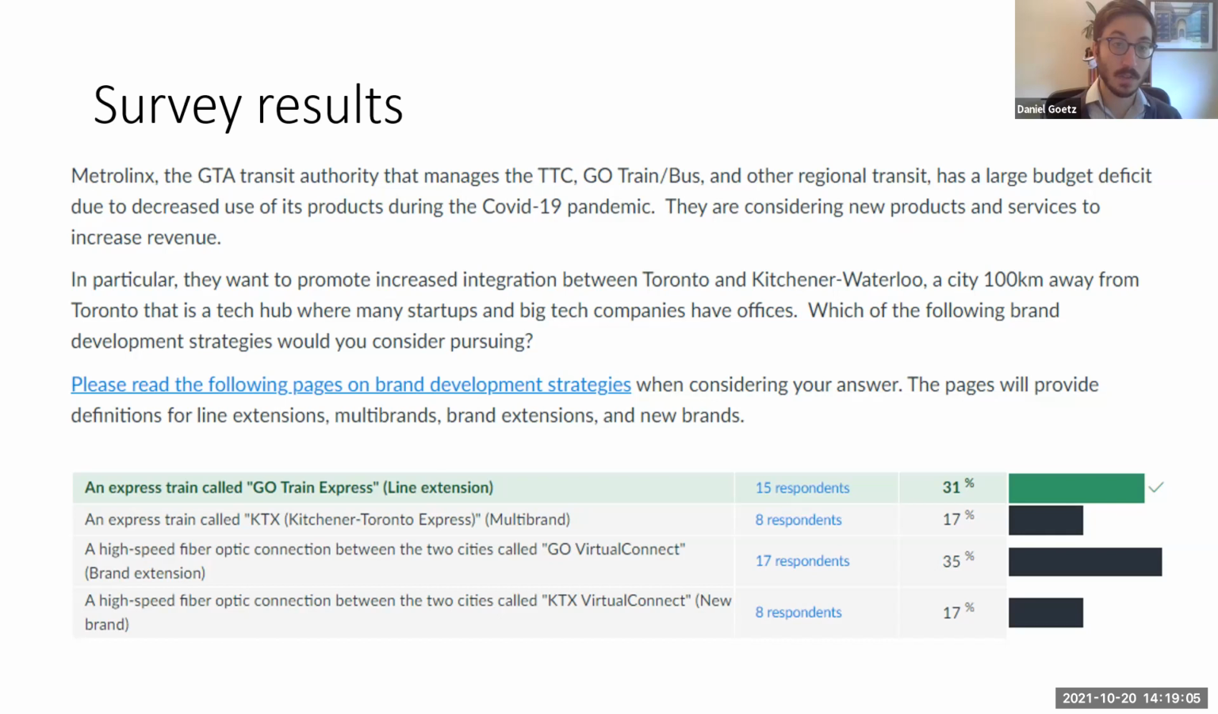And Tarek writes, I choose to go with a new branded express line because Go's reputation has been declining over the years. Big reason for that is bad schedules and high fees. I also believe that the express train has a higher value proposition than the fiber optic connection because you're able to serve a greater number of commuters, especially as we're exiting the pandemic, hopefully. With a multi-brand strategy, KTX can get away from the bad name that Go has been building.